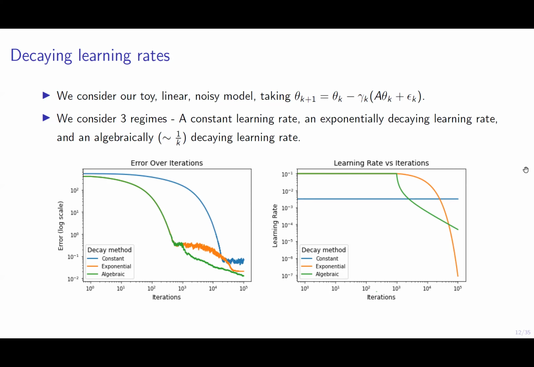The second regime is the exponential decay, this orange curve, which is constant up to a certain point and then starts going down exponentially. And then the third is the algebraic regime, where after a certain point this green curve follows a 1 over k kind of scaling. And you can see the difference when we look at the error across iterations when we use these regimes. The blue curve is the constant learning rate case.